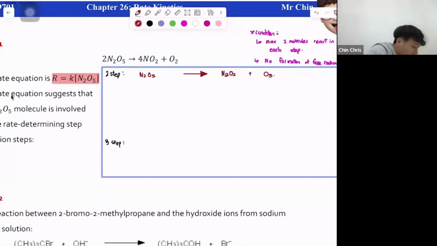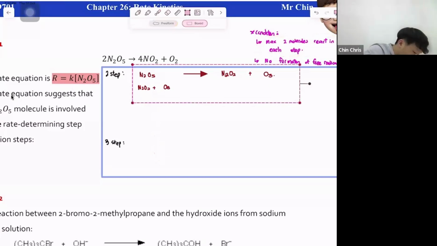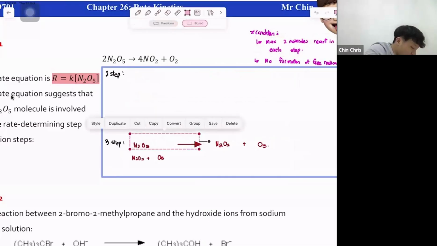Alright, guys, after that, a maximum of two molecules react in each step. So you have to conclude everything in two steps. That can be a three-step answer, but I'm going to move on from that to a two-step answer. Let's propose again. Any other answer?